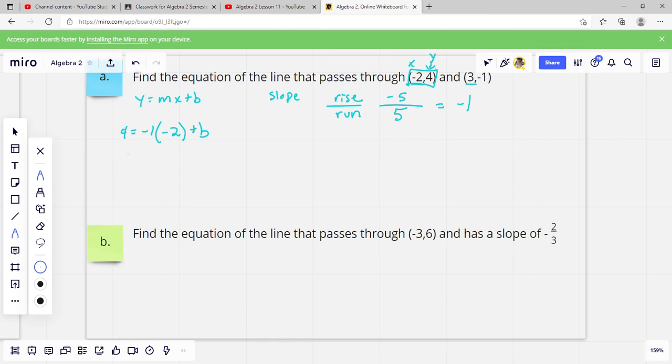Now just solve. 4 equals 1 times 2. That would be positive 2, because it's negative times a negative, plus b. Now do minus 2, and I get 2 equals b. So b is 2. So now I can write my equation. y equals m, which is negative 1, x plus b, which is 2.